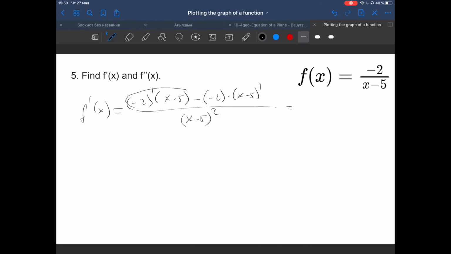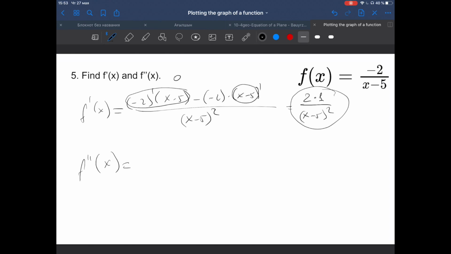After that, we know the derivative of a constant number will be 0. It means this term will be 0. And here we have minus 2, yes? It will be 2 multiplied by the derivative of this binomial will be 1 divided by x minus 5 squared. Okay, this is the first derivative. And the second derivative, what will be? We need to take the derivative of this function.